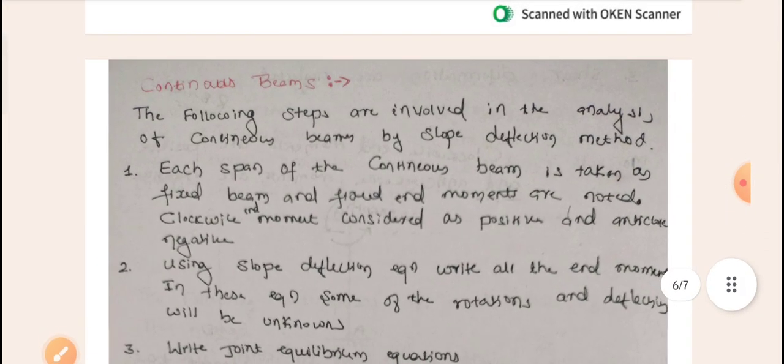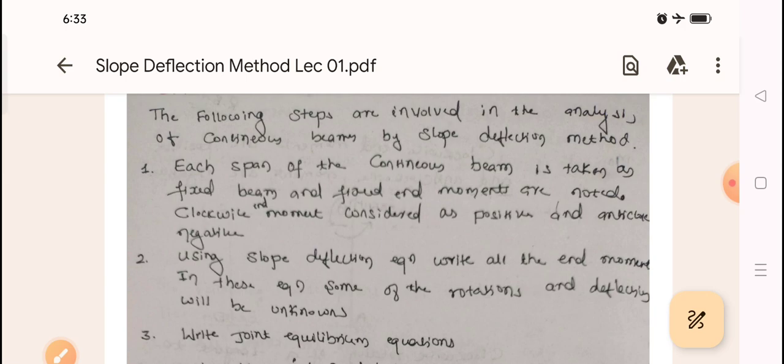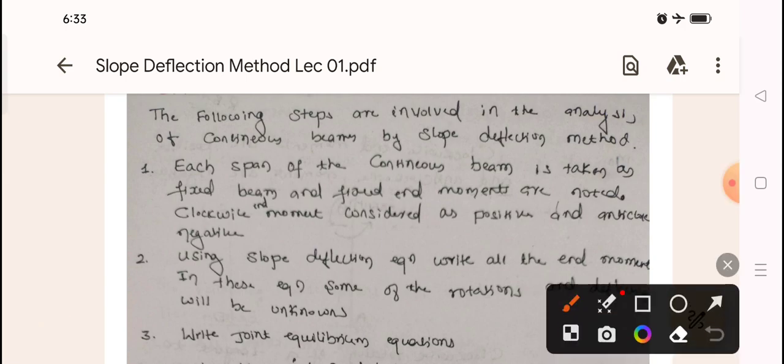What are the procedures you are supposed to follow in order to solve the continuous beam? First thing is you have to remember the formula.